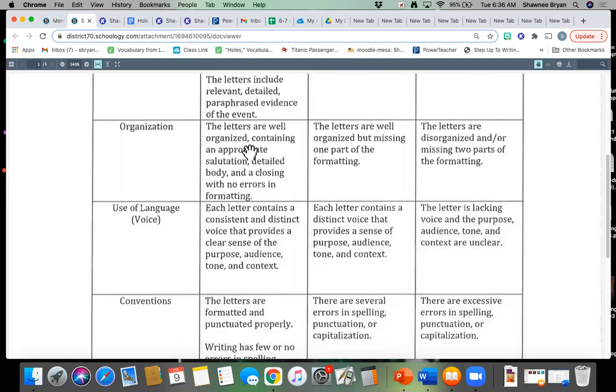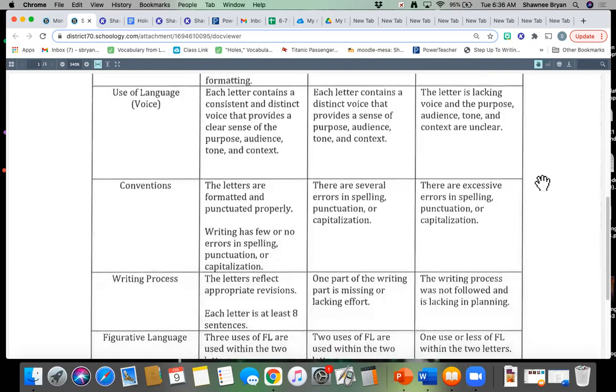Organization, the letters are well organized, containing an appropriate salutation. Remember, the salutation is just the line that says, "Dear whoever you're speaking to." Detailed body and a closing with no errors in formatting. Use of language. Each letter contains a consistent and distinct voice that provides a clear sense of the purpose, audience, tone, and context. Again, do you sound like the people that you are pretending to be, both the child and the adult?